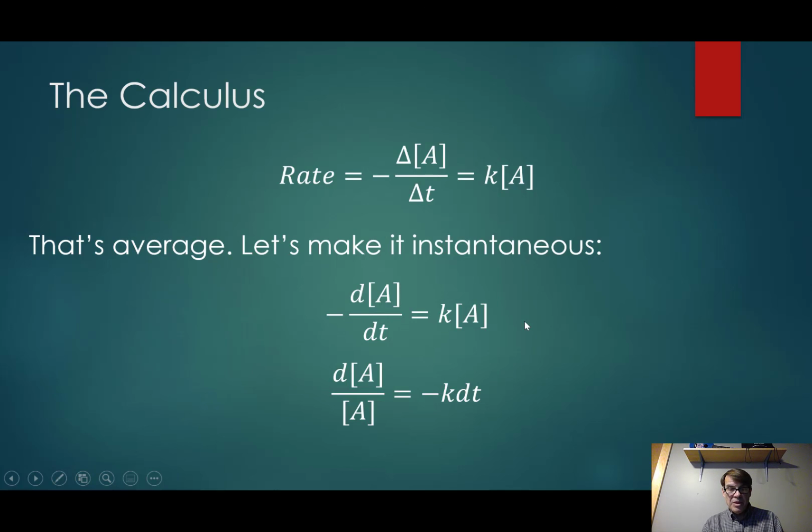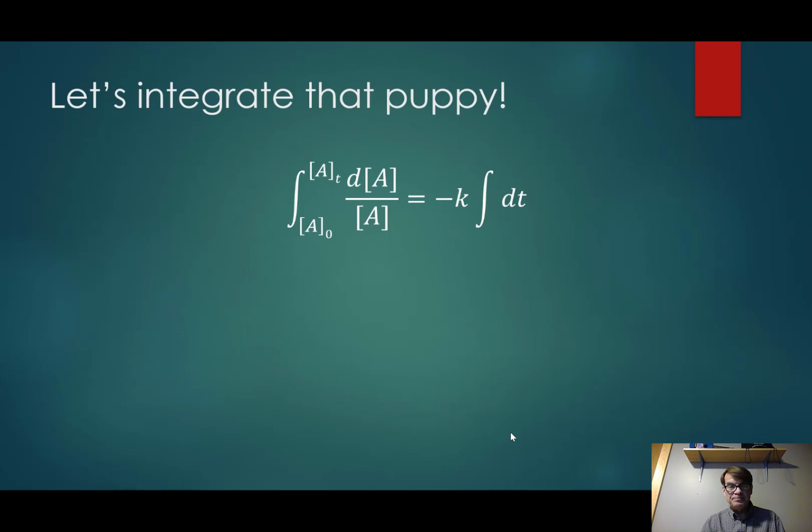Now, let's go ahead and rearrange it a little bit. So let's bring the negative over to this side. Let's go ahead and take the A and bring it to the bottom. And then let's take the dt and bring it up here. So now we've got it in a form that we can integrate in calculus. So let's integrate that puppy. So the integral from initial concentration to final concentration of dA over A equals negative k, this is a constant, times the integral of dt.